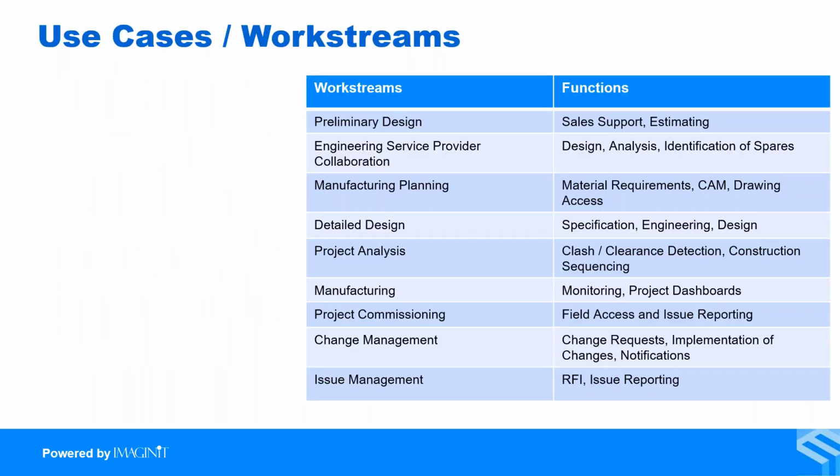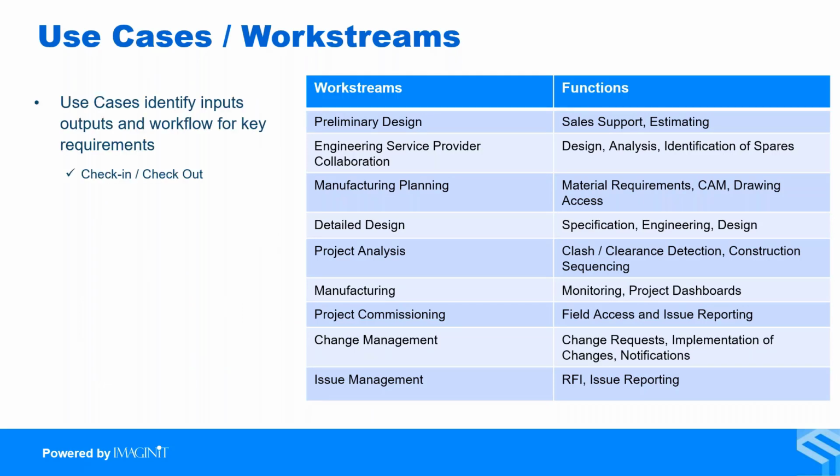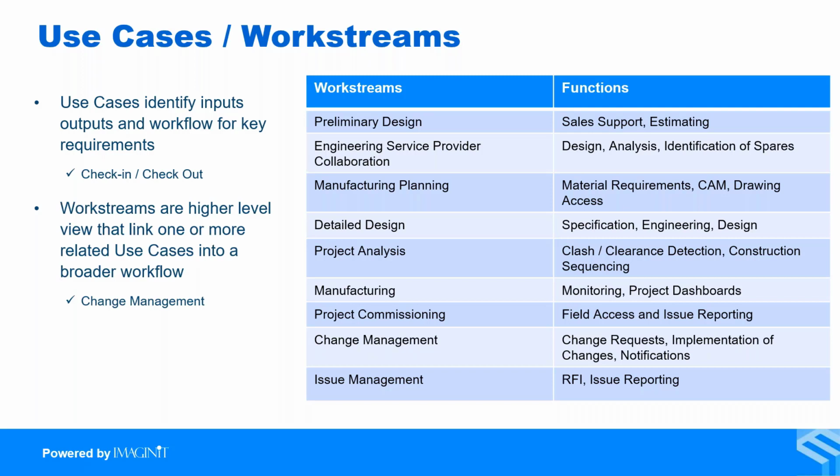Once we have broad requirements defined, we then focus on use cases and work streams. Use cases identify inputs and outputs and workflow of key requirements. They are very concise in nature, an example would be the check-in and check-out process. Once we have use cases defined, we can then link those together into work streams. Work streams are a higher level view that link one or more related use cases to a broader view.